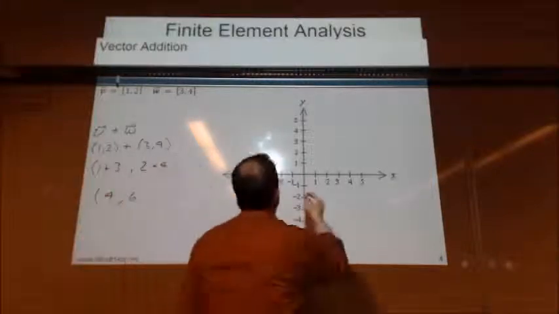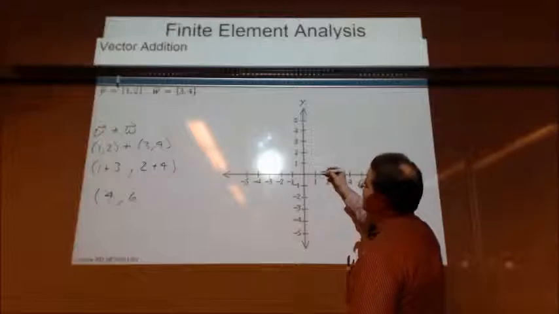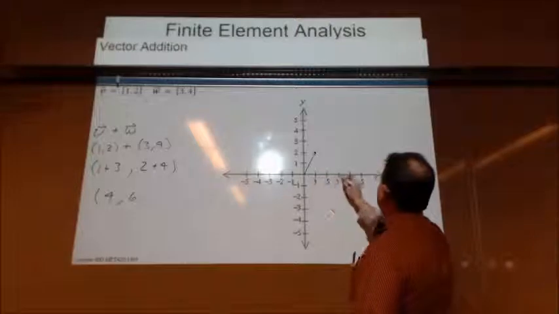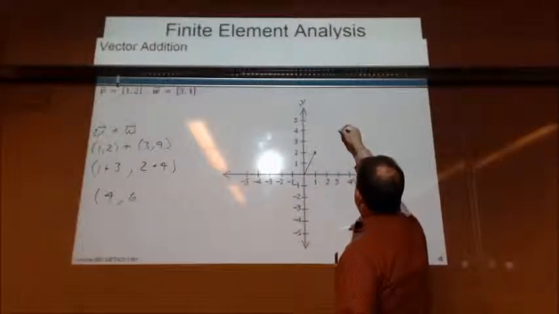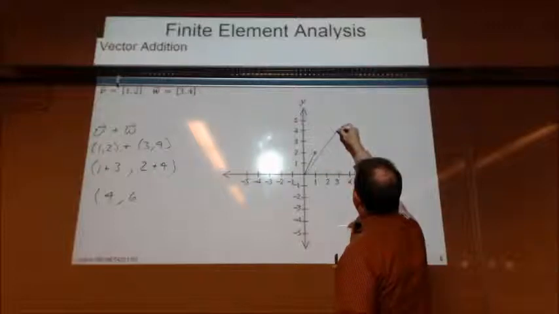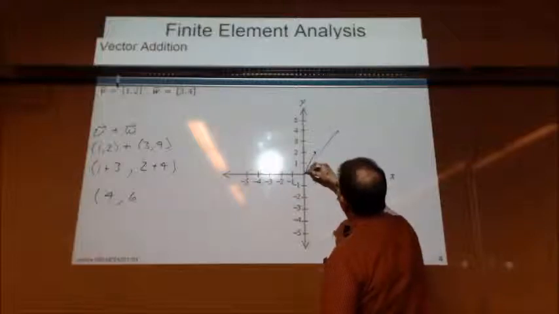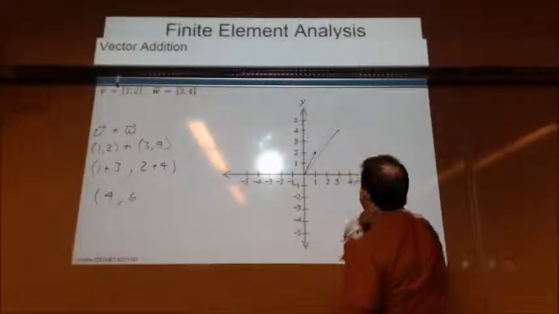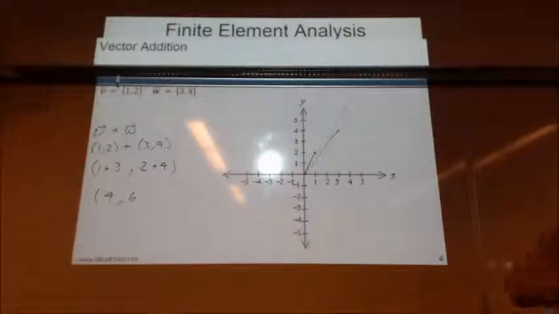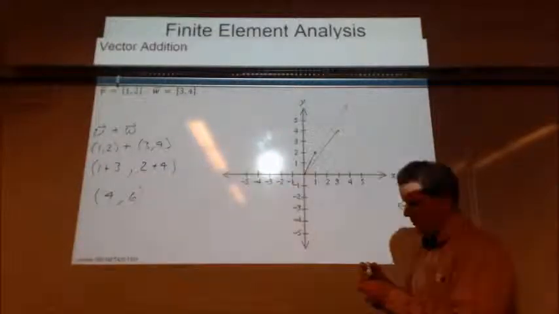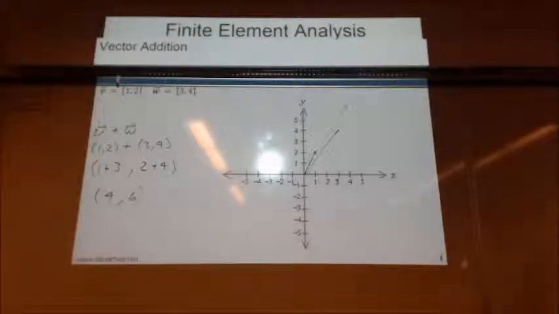So if we have 1, 2, so we have one vector there, and 3, 4, something like that maybe. Now if we go 4, 6, we're going to end up somewhere in the middle there, right? Everybody remember that? Makes sense? Okay, so that's our vector addition.